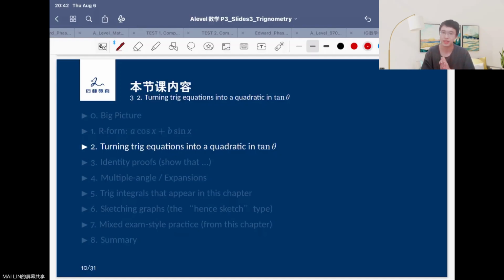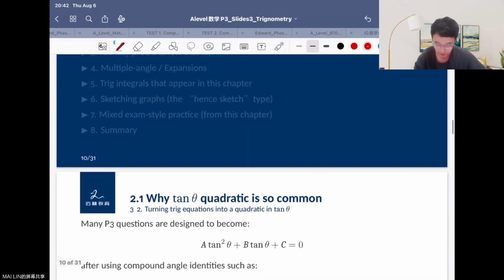Hello guys, today we're talking about turning trigonometric equations into quadratics in tan theta, okay? Let's move into the first part of it.